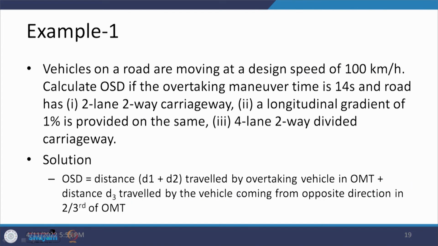Let us have an example here. In this example, we are going to calculate the OSD for a design speed of 100 kilometers per hour, and the maneuver time is given as 14 seconds, and we have three conditions being given. One is two lane two way, another is longitudinal gradient on this two lane two way carriageway of 1%, another one is a divided carriageway. So, the very first thing we need to calculate is the values D1, D2 and D3. If we go with the IRC guidelines, D1 and D2 are traveled in the OMT at a design speed, and there is 2/3 of the OMT for the distance D3 again at a design speed. This we have already discussed.